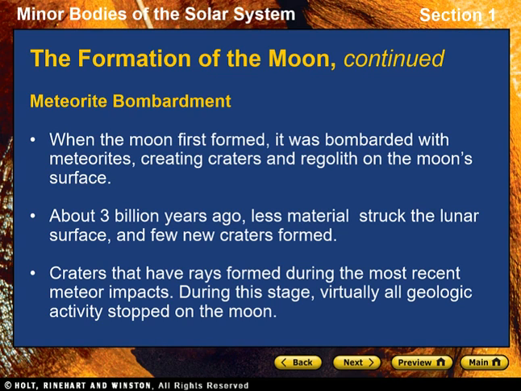During this stage of lunar development, virtually all geologic activity stopped. Because the moon cooled more than 3 billion years ago, it looks today almost exactly as it did 3 billion years ago. Therefore, the moon is a valuable source of information about the conditions that existed in the solar system long ago.